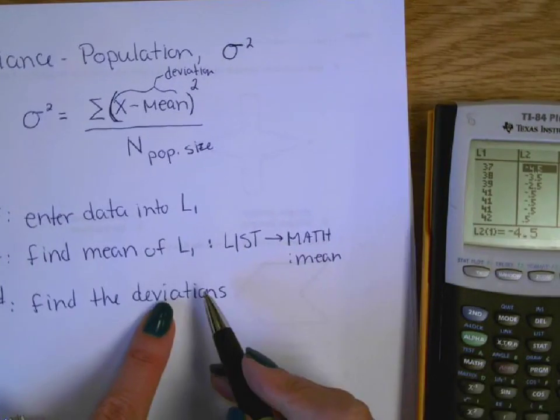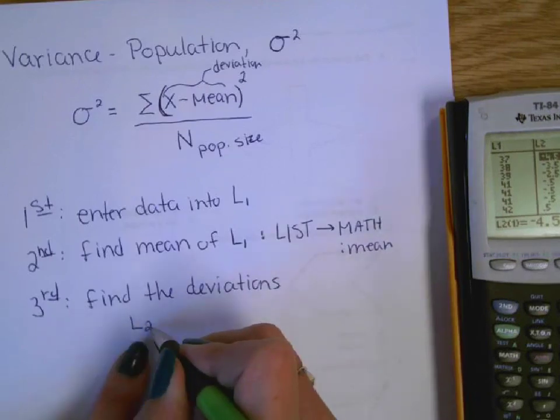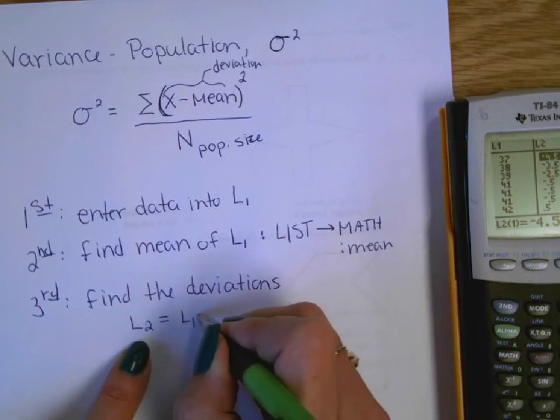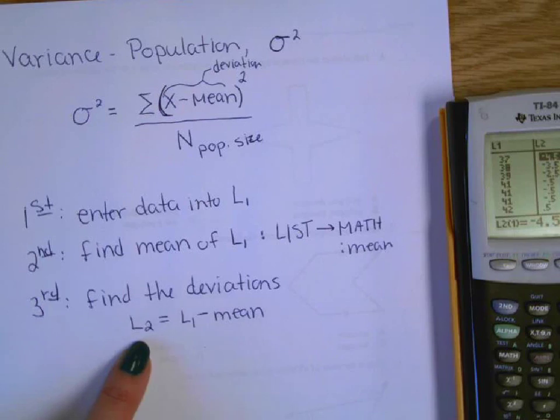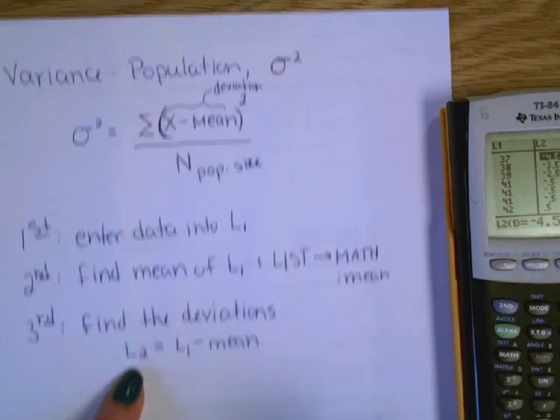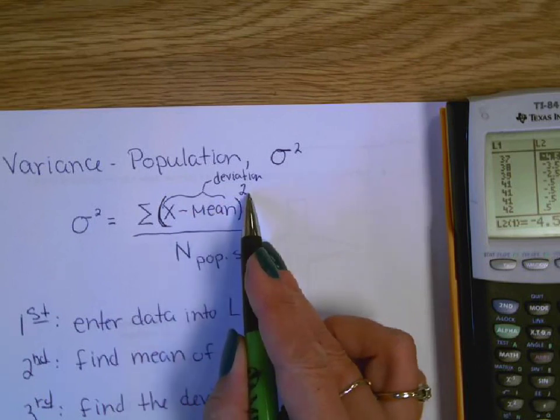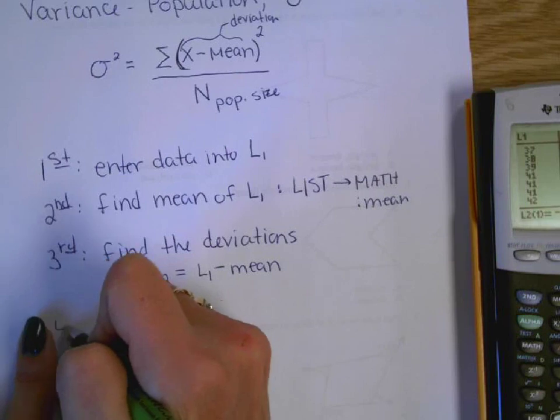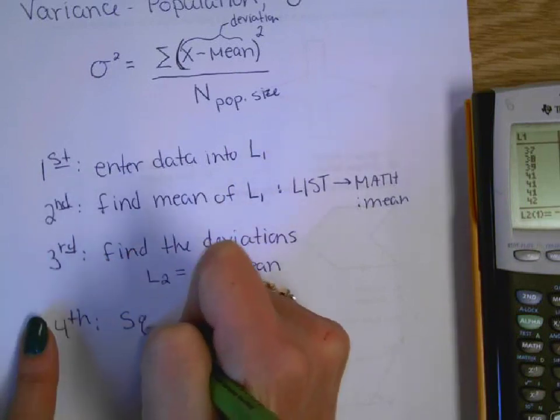So what I just did, we'll put it down. This will be the reminder. Go to L2, say take L1 and subtract the mean. Okay. Now if you look at the formula, after you do the subtractions, you need to square every one of those numbers. So our fourth step is to square the deviations.